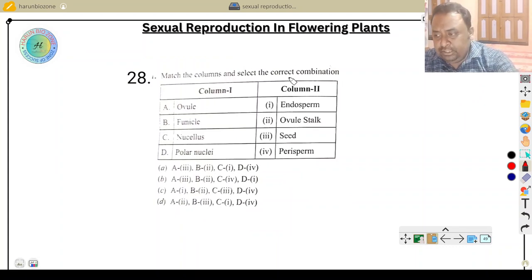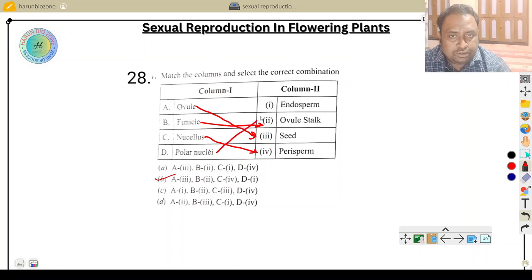Match the column and select the correct combination. Question 28: ovule, funicle, nucellus, polar nucleus, endosperm, ovule stalk, seed and perisperm. Ovule after fertilization produces seed. The ovule stalk is called funicle. Persistent nucellus is called perisperm. Polar nuclei produce endosperm. So here the right answer is B. Ovule produces seed, funicle is the ovule stalk, nucellus produces perisperm, and polar nucleus produces endosperm.